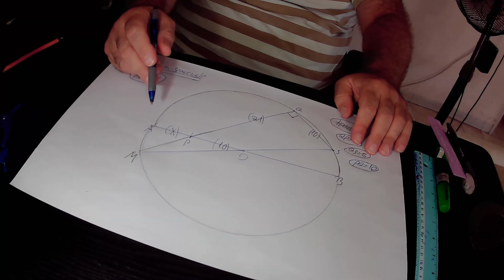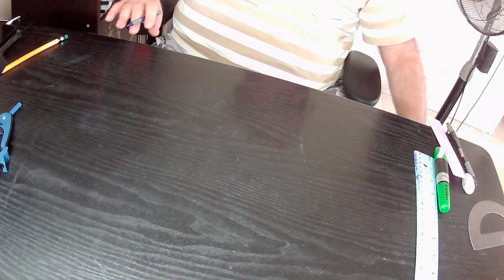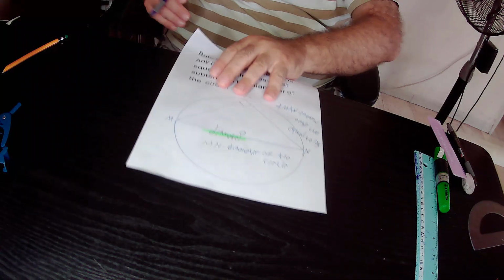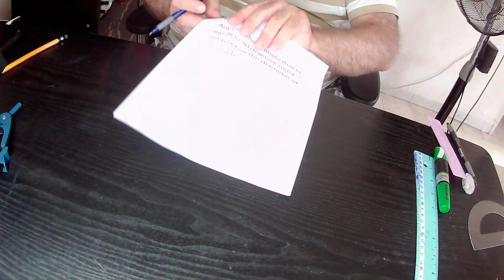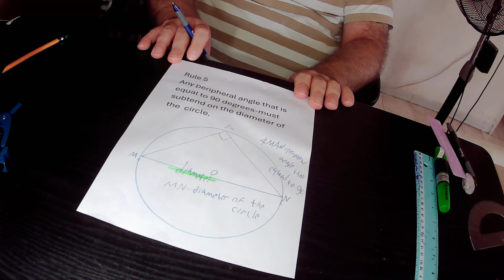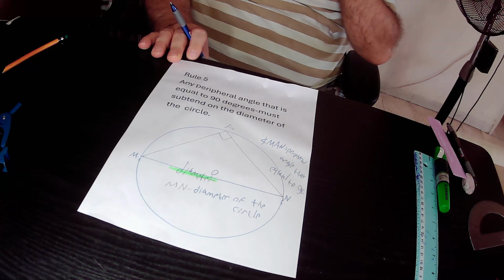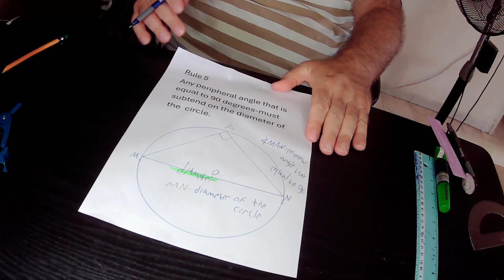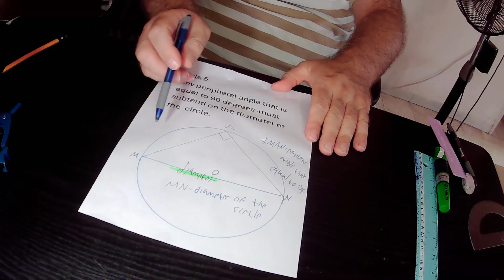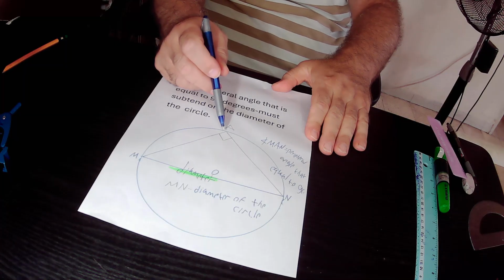So here we can implement rule 5. I'll repeat quickly on rule 5. According to rule 5, any peripheral angle that is equal to 90 degrees must subtend on the diameter of the circle. In the domain we have a circle. This is peripheral angle MAN. This is equal to 90 degrees in size.